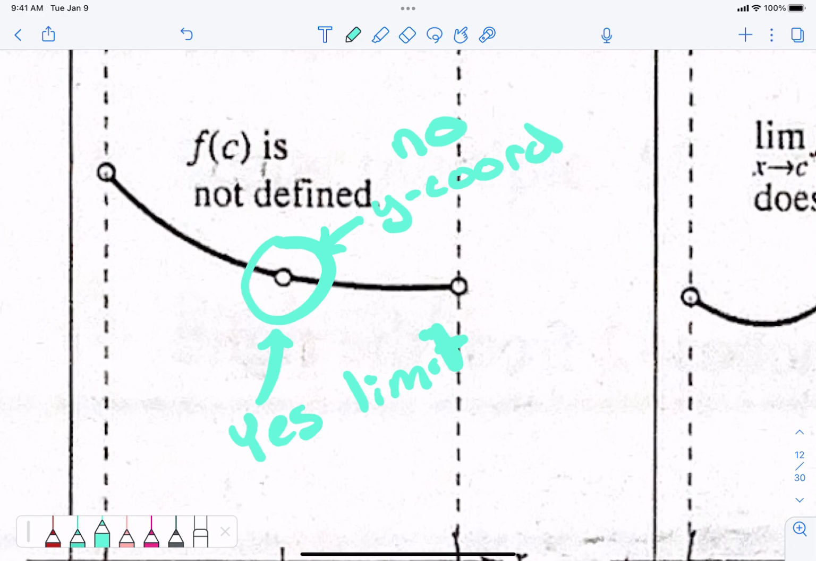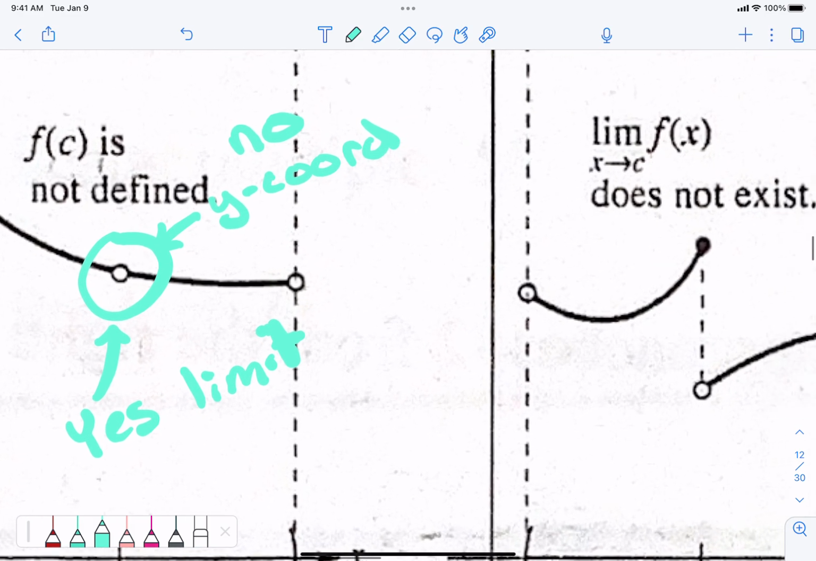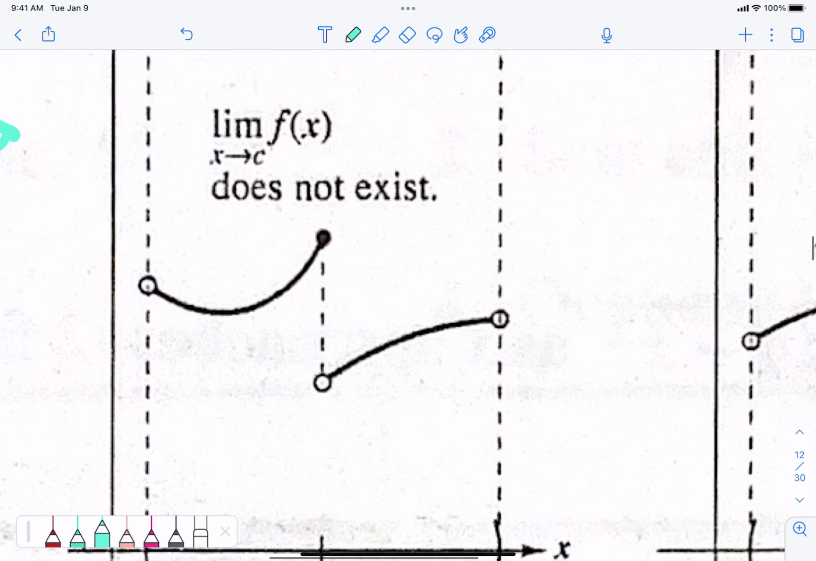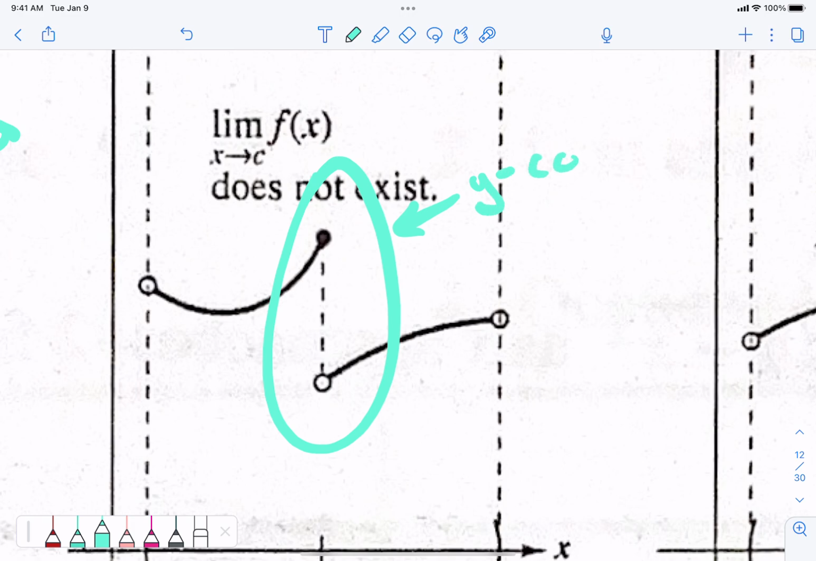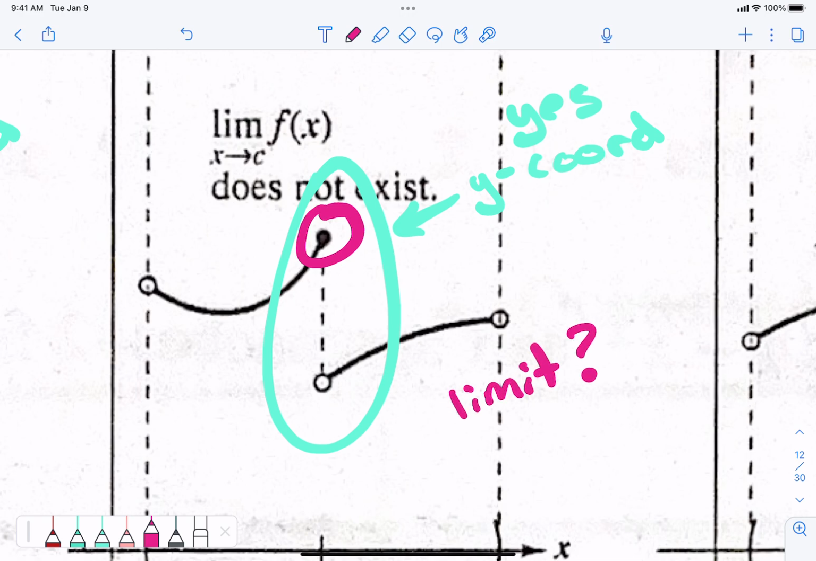Okay, let's go to the middle one. So it doesn't have a y coordinate, but it does have a limit, all right? Here, if I'm looking at this place, does it have a y coordinate? In theory, it does have a y coordinate. What is the y coordinate? Whatever this dot is right here, like it's filled in there. Does this place have a limit? No.